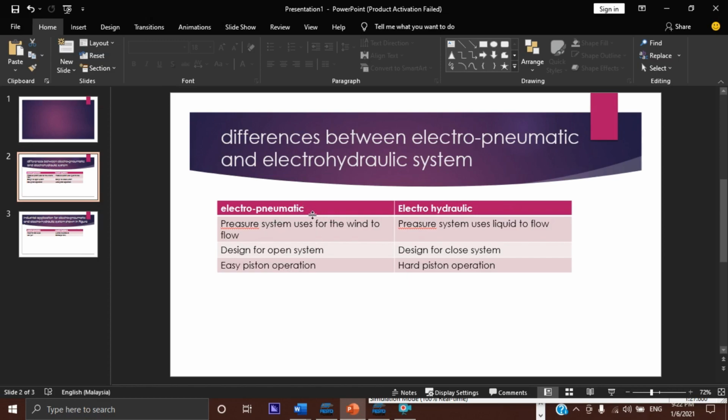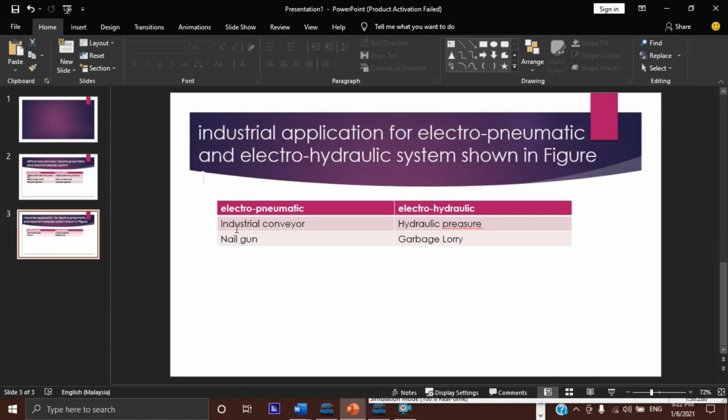Okay, for the next question, describe an industrial application for the electropneumatic and electrohydraulic systems shown in figure 1. For the electropneumatic system, an industrial conveyor, and we can also see this system in a nail gun. And for the electrohydraulic system, it uses hydraulic pressure, and we can see it in the garbage lorry also, because the water will come back to the original storage.